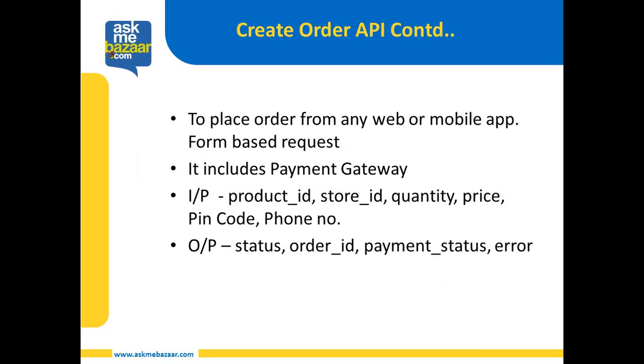In the output, when the customer passes through the payment gateway, then after order creation the flow will come to your application, and you will be provided with some output parameters. Those are status, whether the order is successful or not, order ID, payment status, what mode of payment it was, whether it is cash on delivery or payment has been done, and an error message if there is some error.